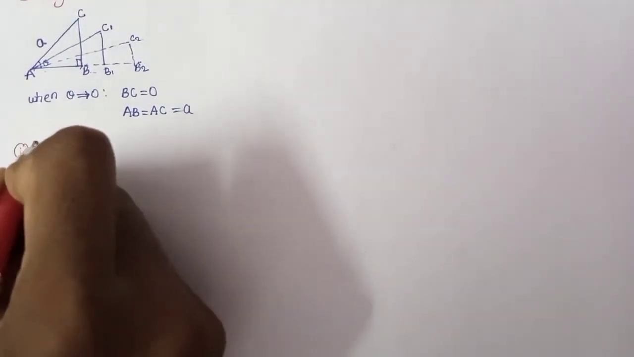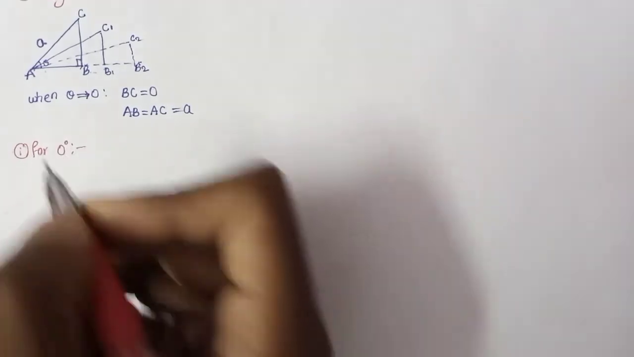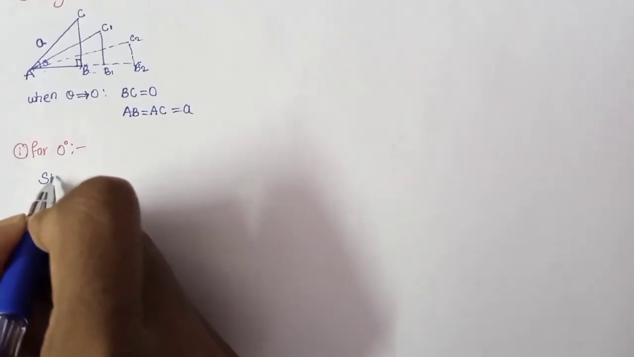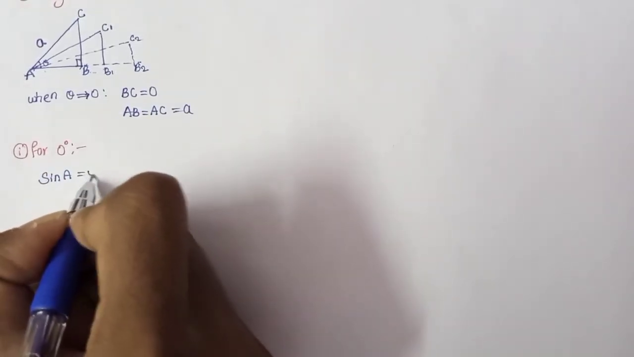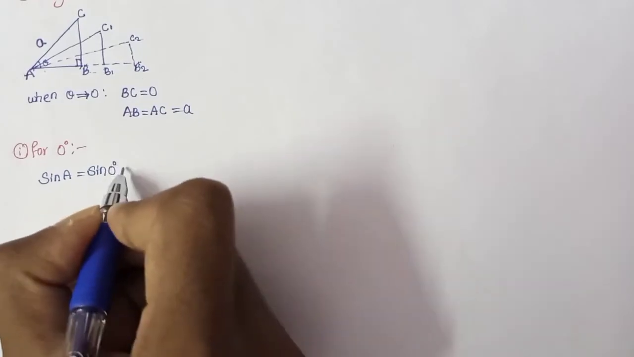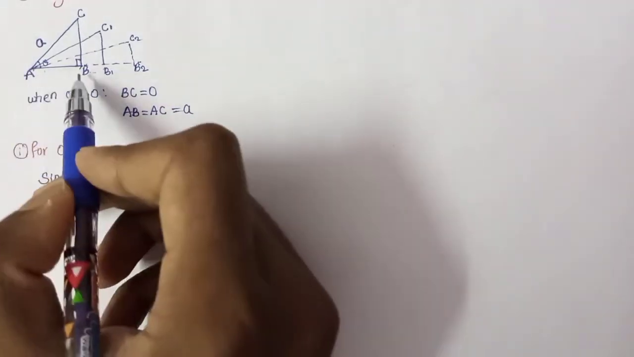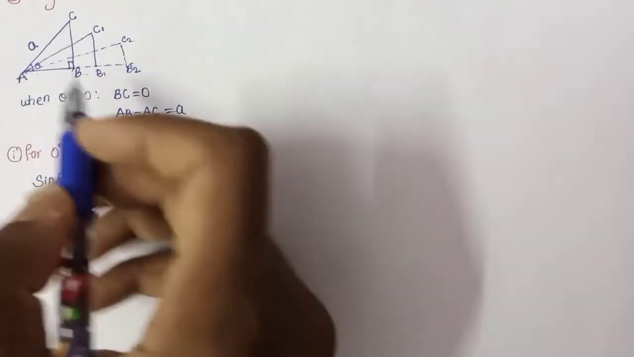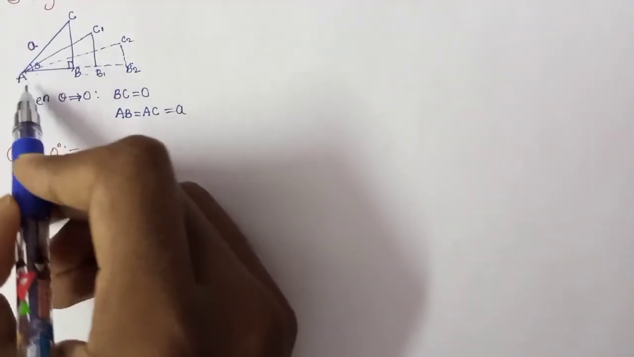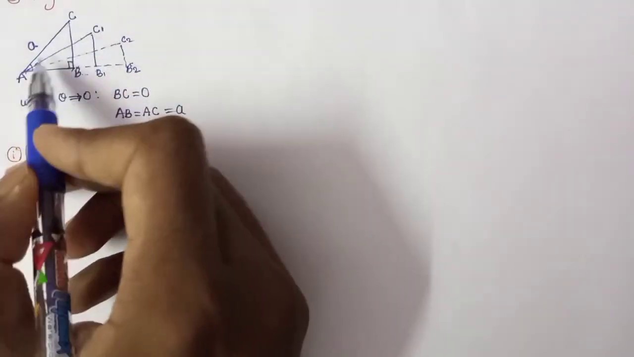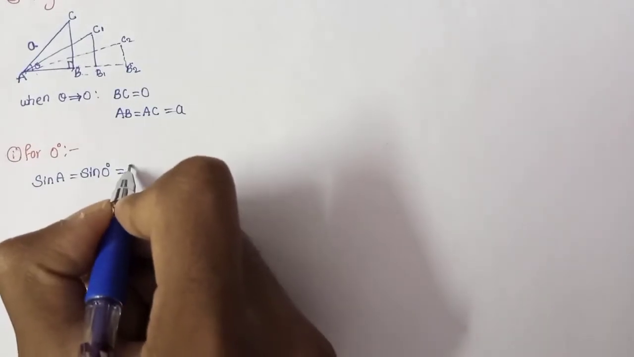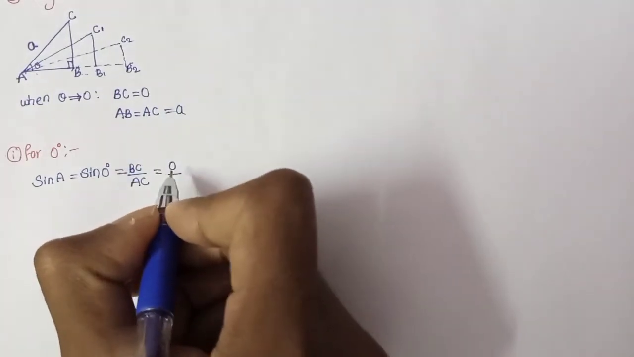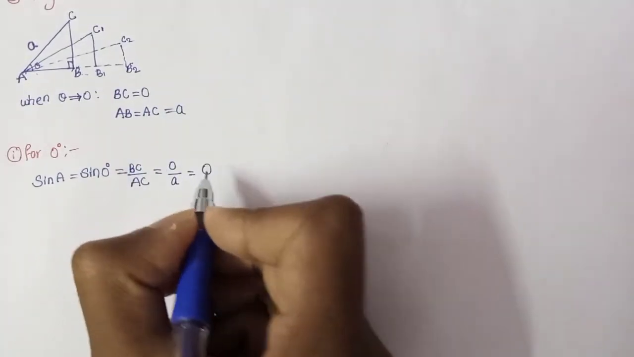For 0 degrees, first thing is sine. Sin A is equal to sin 0 degrees, which is equal to, what is sine? Sine is the opposite side by hypotenuse, that is BC by AC. What is BC? BC is 0. What is AC? AC is A. So it is equal to 0.